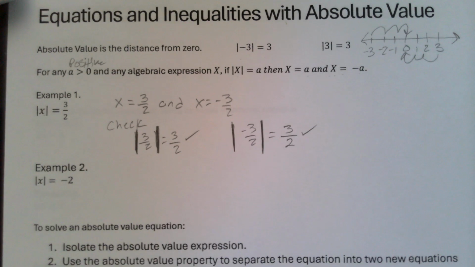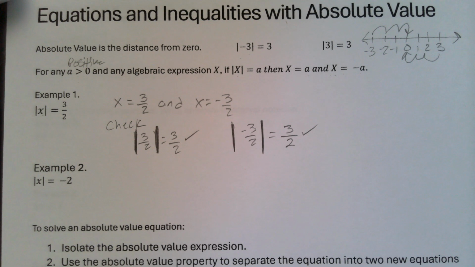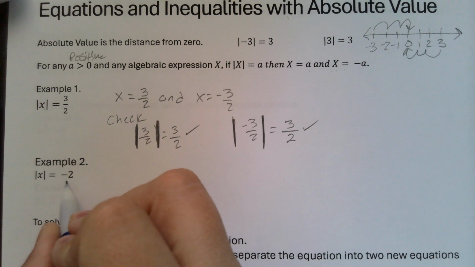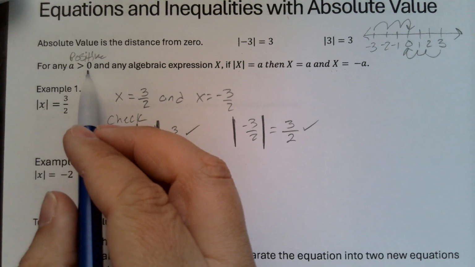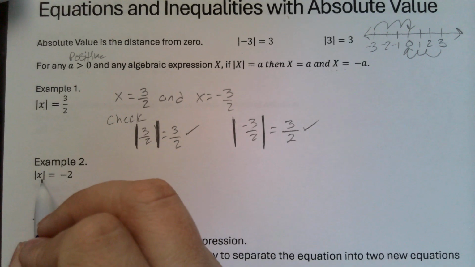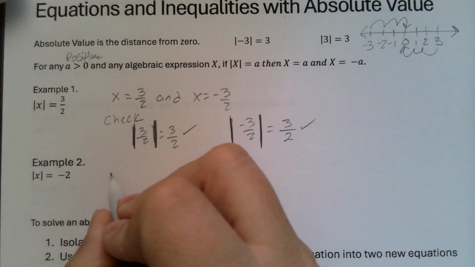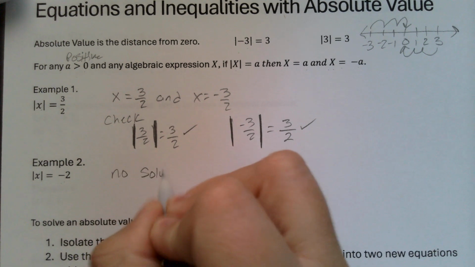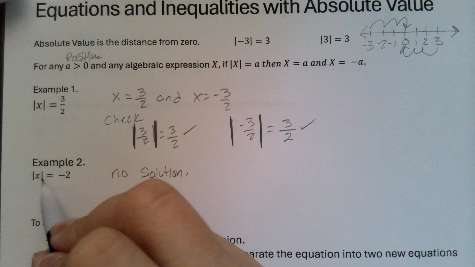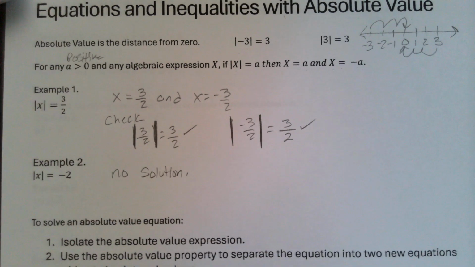Next, we have the absolute value of x equal to -2. We are equal to a negative a value, which does not meet our rule, which means we cannot complete this, because that's saying the absolute value of something equals a negative number, which we already said we cannot do. So there is no solution. There's nothing we can plug in for x here that will make this a true statement.